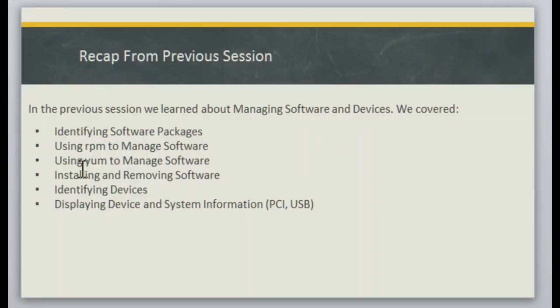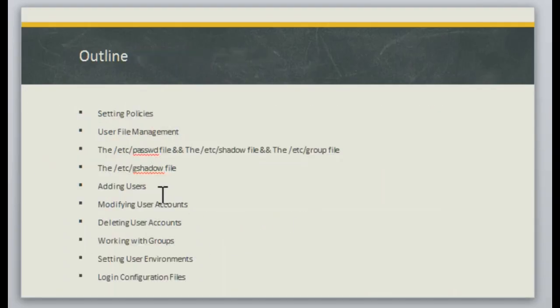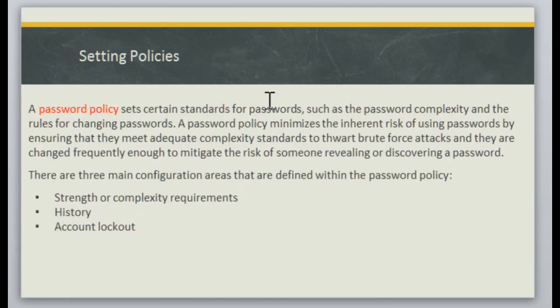Last session, we went over identifying software packages, using RPM to manage software, using Yum to manage software, installing and removing software, identifying devices, and displaying device and system info, such as PCI and USB. Today, we're going to be going over setting policies, using file management, the /etc/passwd file, the /etc/shadow file, and the /etc/group file. We're also going to go over the /etc/gshadow file, adding users, modifying user accounts, deleting user accounts, working with groups, setting user environments, and login configuration files. Let's go ahead and get started with setting policies.